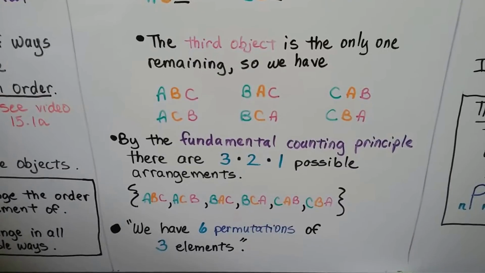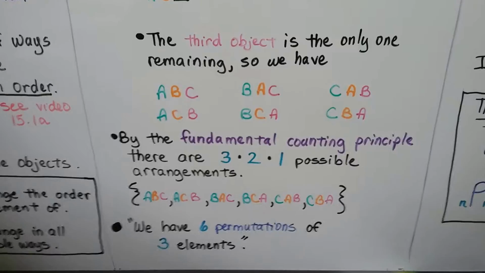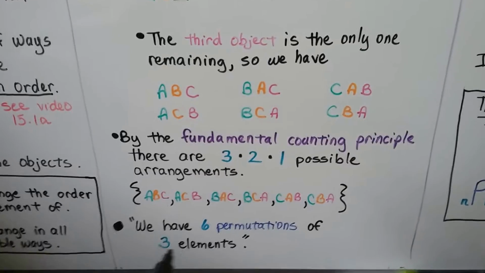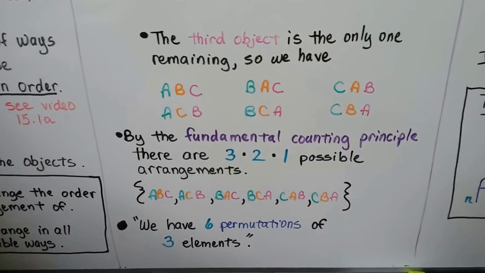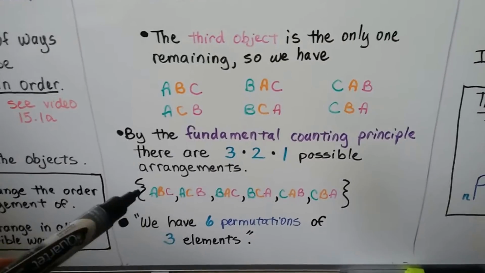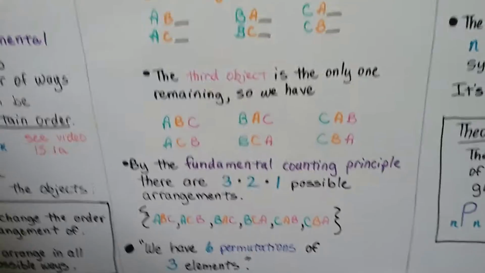We have 6 permutations of 3 elements. A, B, and C are the elements, see? And we have 6 permutations. Remember, these are elements of a set. They're members of a set, okay?